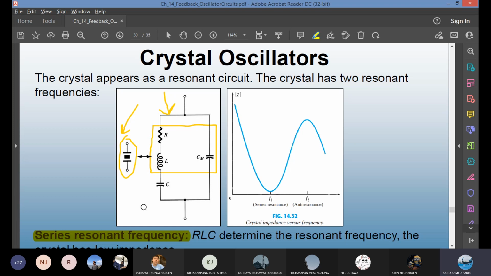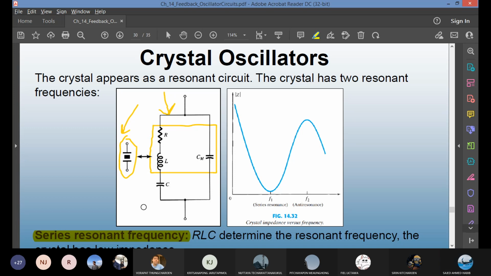It's also a piezoelectric crystal, not any type of crystal. Piezoelectric means if you put some pressure across one set of surfaces, there will be a voltage appearing across the opposite surfaces. A crystal has two frequency modes. The first one is called the series resonant frequency mode. The other one is called the parallel resonant frequency mode.